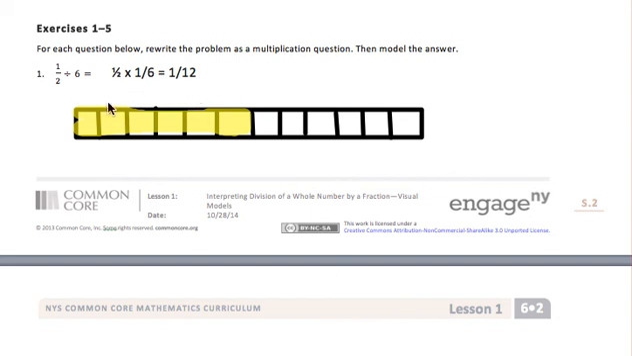And we were only talking about one of them. So 1/2 divided by 6 is 1/12. In the same way, if we take 1/3 and divide it by 3, let's draw the model first and then we'll show the math.